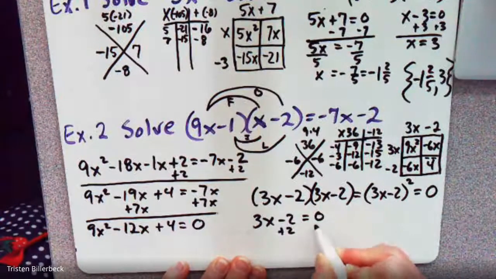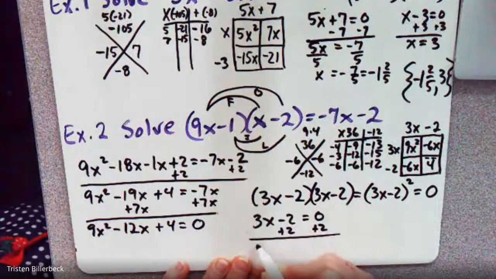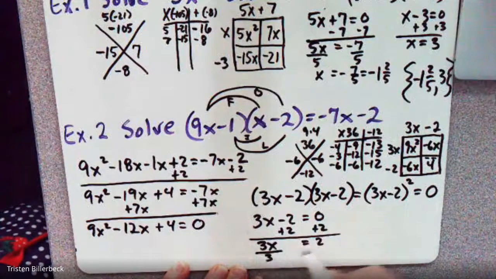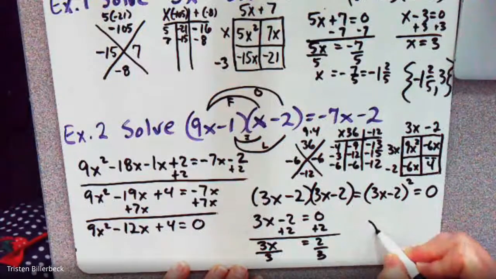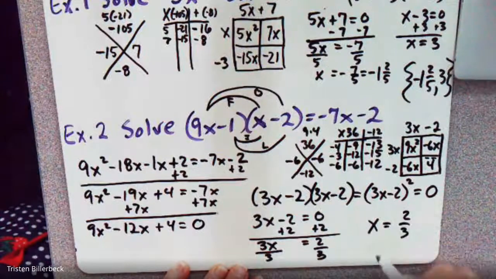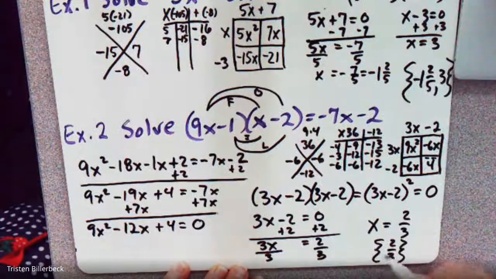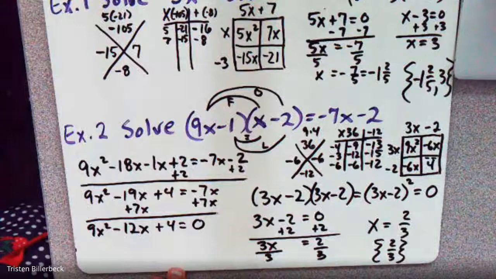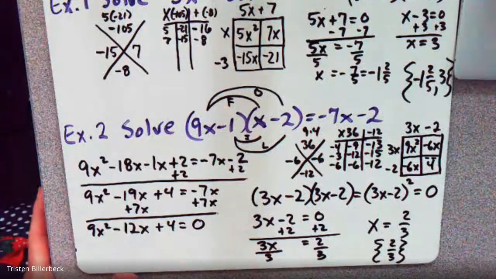Use an additive inverse. And we have 3x equals 2. Use a multiplicative inverse to get x by itself. And we get x equals 2/3. That is our solution, 2/3. Use a little tilde to do that, or if we only have one, we can just say x is 2/3. Okay, so that would be the solution for this problem.